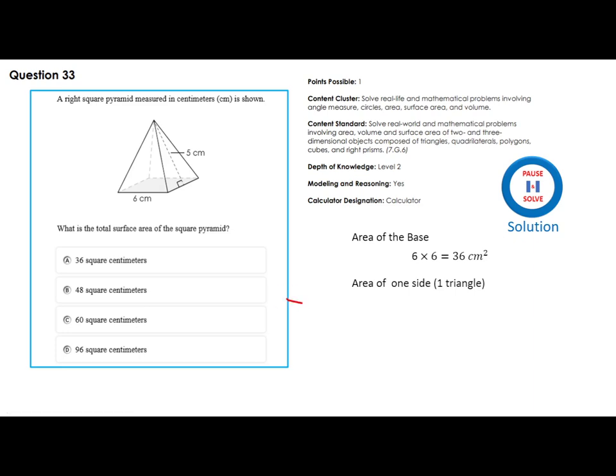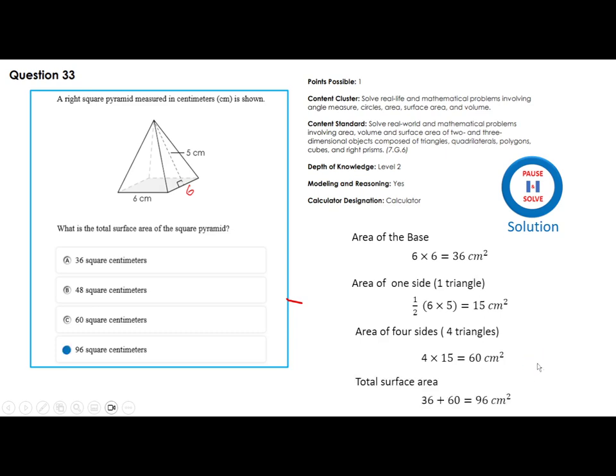Now area of one side, okay, remember this is 6, and many students multiply 6 times 5. Always for a triangle, you have to put half. So half of base 6 times the height 5. So half of 30 is 15. Now that's for one of them. 4 triangles, you multiply that by 4, you get 60 centimeters squared. Now you have to add these two numbers, and the total surface area is 96 centimeters squared.